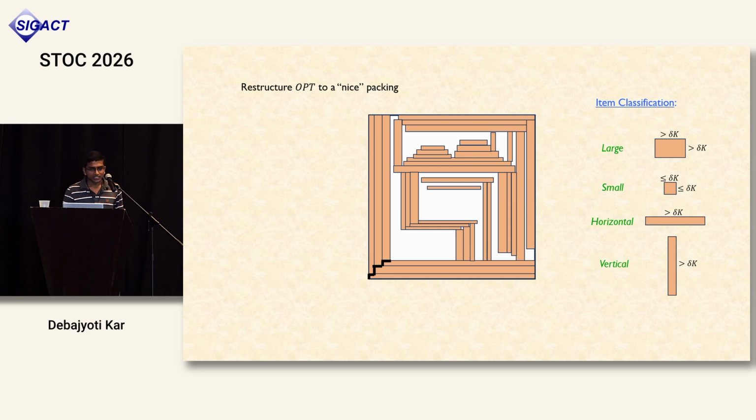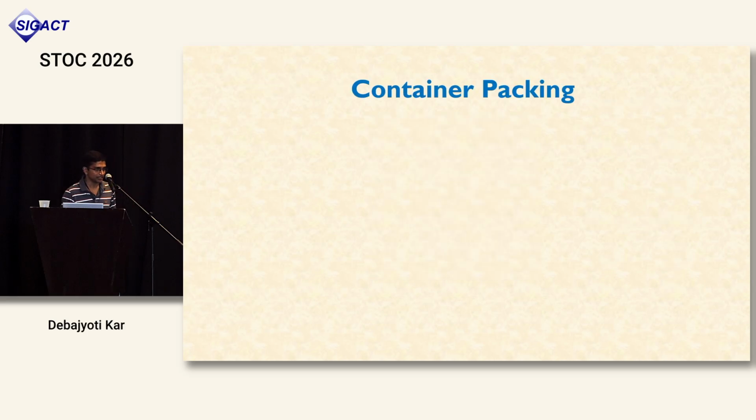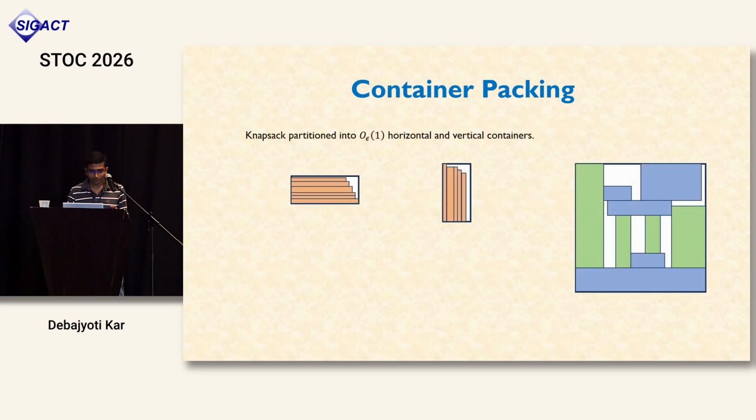Okay, so then a natural structural property that we can look to impose is to look at packings where these interactions are completely absent. And this is what motivates what are called container packings. So formally, a container packing is a packing which consists of a constant number of horizontal and vertical containers.